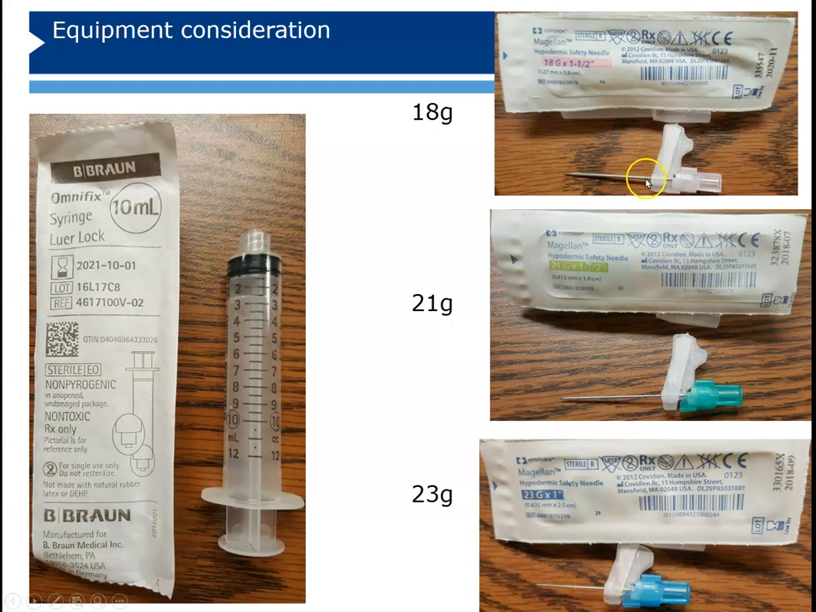Please note that IVs and hypodermic needles utilize the American wire gauge, meaning the smaller the digit number, the larger the diameter. So an 18 gauge is larger than a 23 gauge. So please be aware of that when you do that.